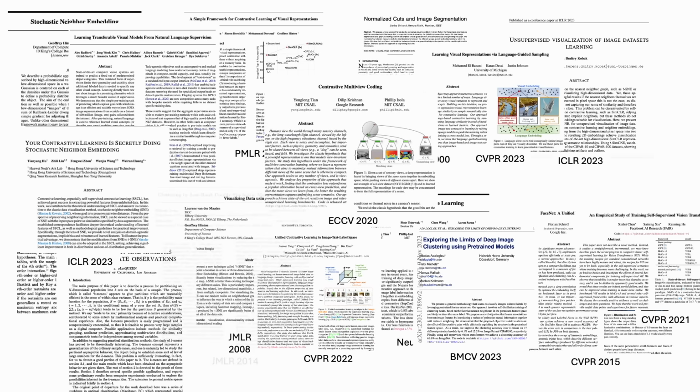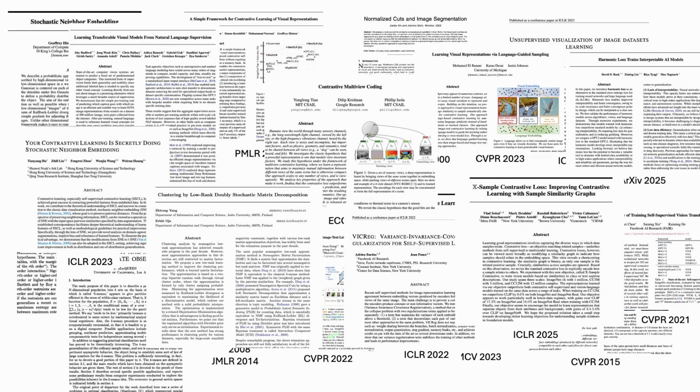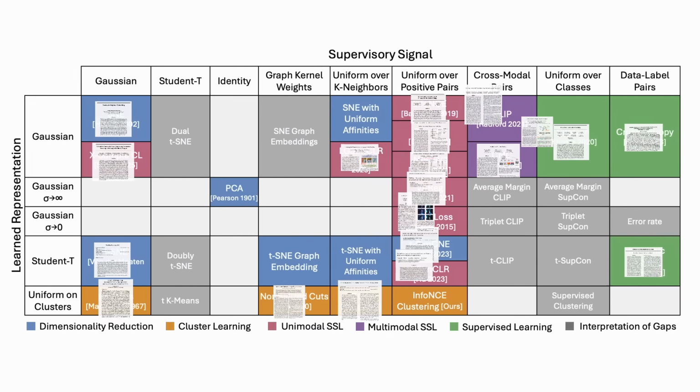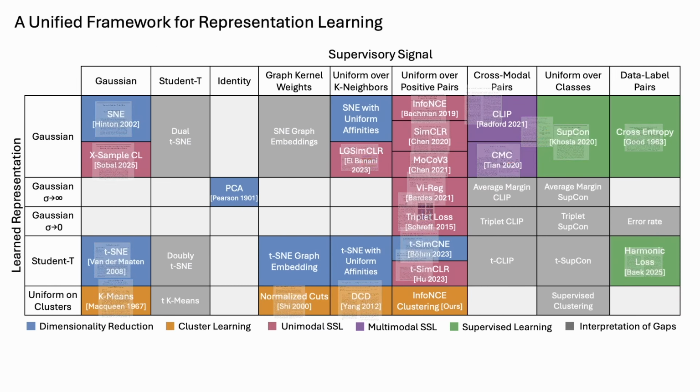daily. But as the field grows, the sheer variety of loss functions makes it harder to see how different methods are connected and which ones are better suited for specific tasks. In this work, we introduce a mathematical framework that unifies 23 commonly used methods in representation learning.